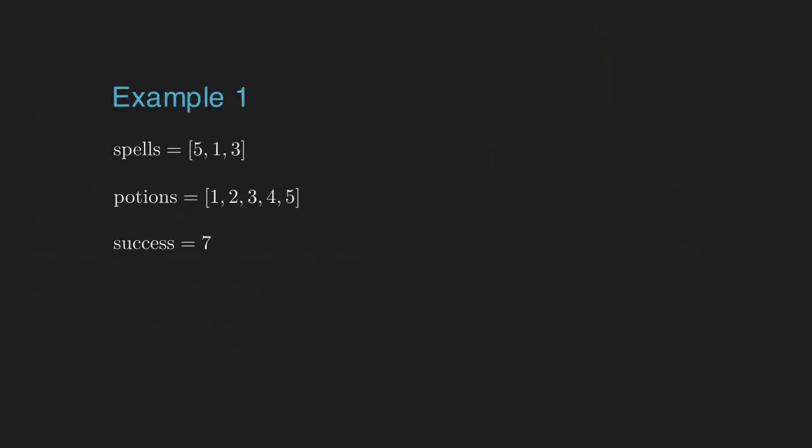Let's rigorously verify this algorithm with example 1. We have the spells array, 5, 1, 3, the potions array, 1, 2, 3, 4, 5, the target success is 7. First, we sort the potions array, but notice it is already sorted. The length of the potions array, m, is 5. We initialize our empty pairs array and are ready to process the first spell.